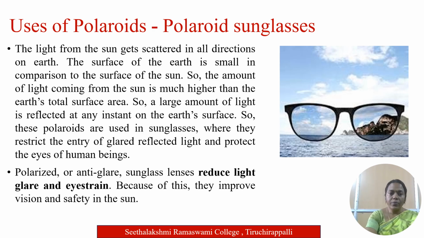Now let us focus on the functions of Polaroid sunglasses. The light from the sun gets scattered in all directions. The surface of the earth is very small compared to the surface of the sun, so the amount of light energy coming from the sun is very much higher than the total surface area. So a large amount of light is getting reflected at any instant on the earth's surface. So these Polaroids are used in sunglasses to restrict the entry of glare-reflected sunlight and protect our eyes.